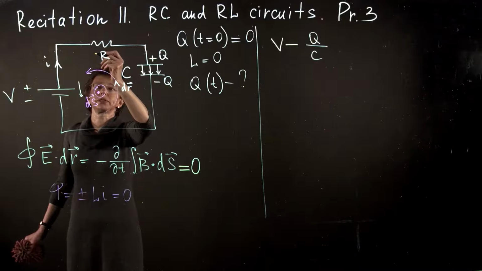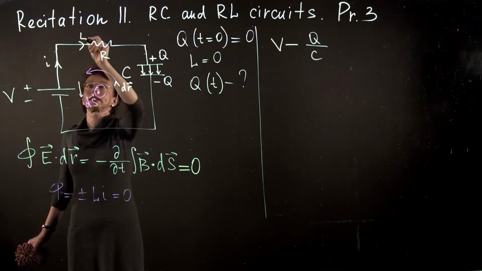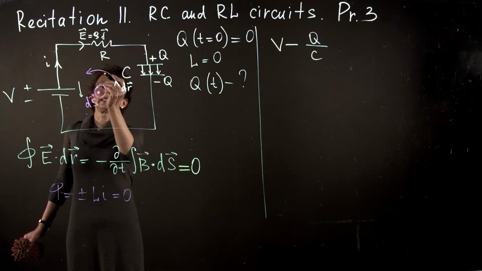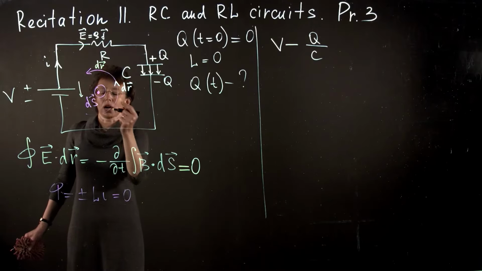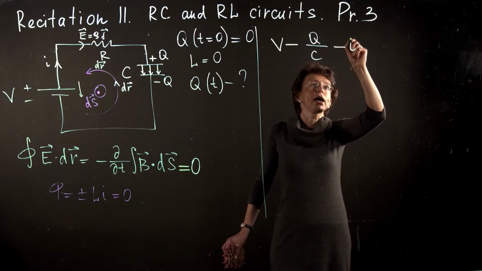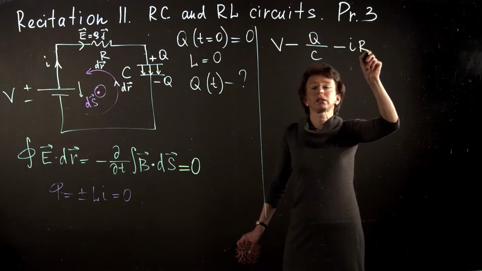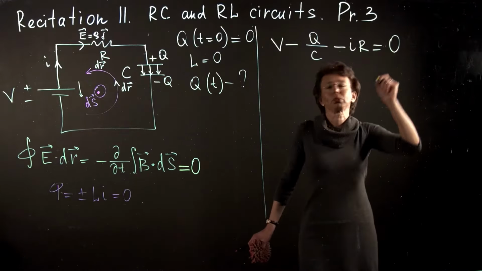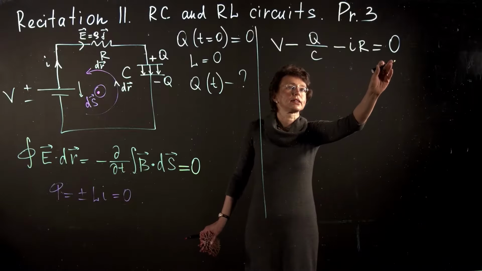Then we come to the resistor. Current is flowing to the right, which means that the electric field, rho J, is to the right, and dr is to the left. E dot dr are anti-parallel. E dot dr is negative. I put minus, and magnitude of E dot dr across the resistor is IR. Now we come back to the battery, and this is equal to 0 since change of magnetic flux is 0.